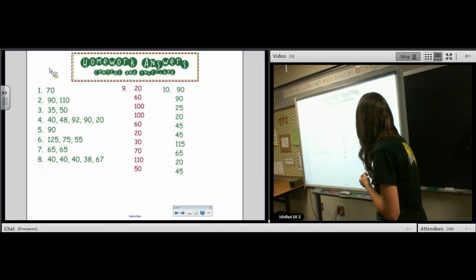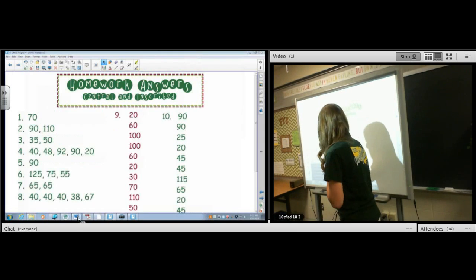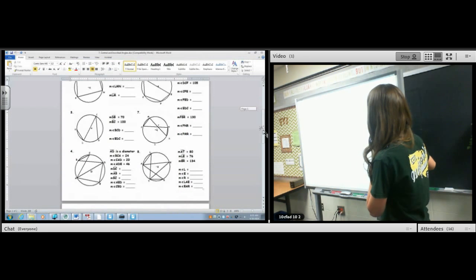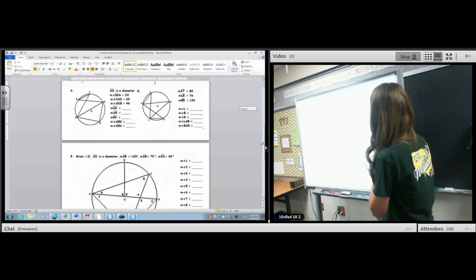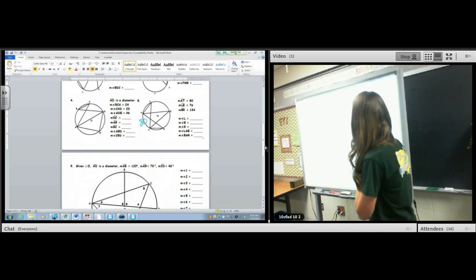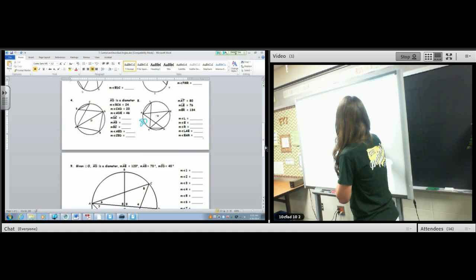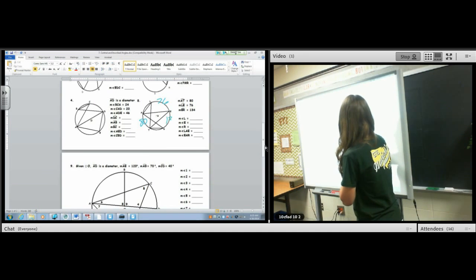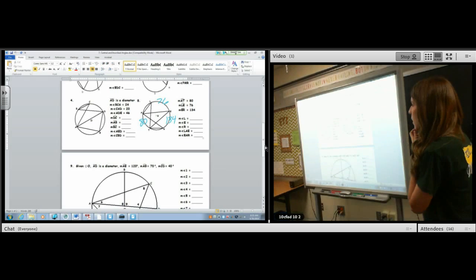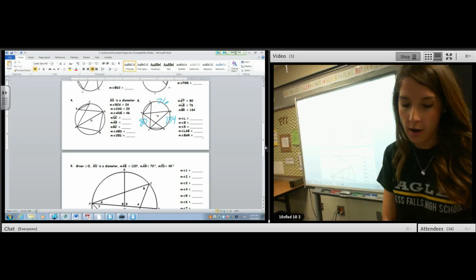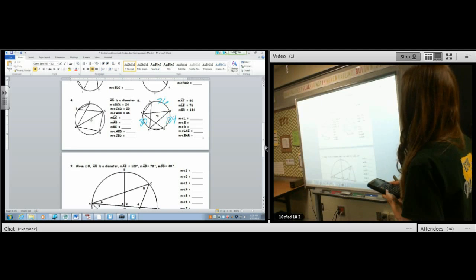So let's go over number 8 from the homework. Arc AT is 80, arc LE is 76, and arc ER is 134. We're going to use the fact that inscribed angles are half the arc, so we're going to start halving a lot of things.